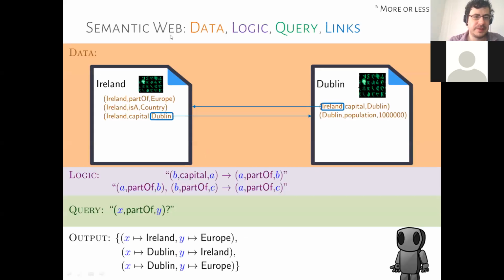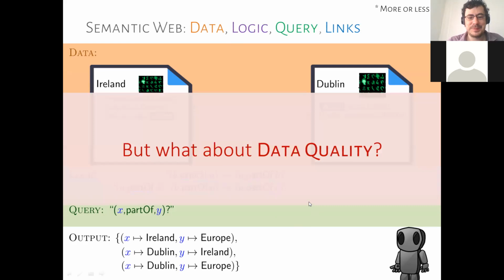Before we spoke about the semantic web, the overall structure where we have data, logic, query, and output. You've seen this slide many times. There's one remaining aspect, which is a major challenge for the web in general, which is that of data quality. How can we assure some basic data quality if we're exchanging data on the web?